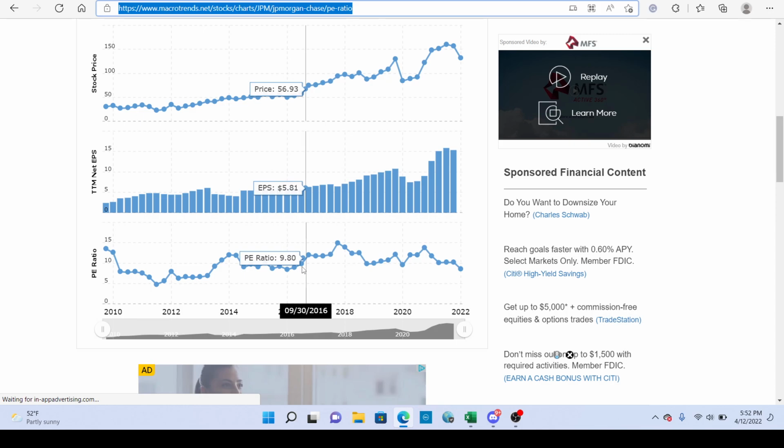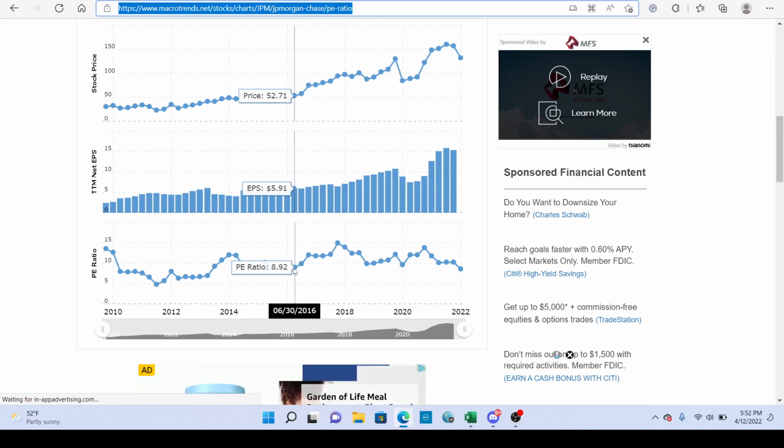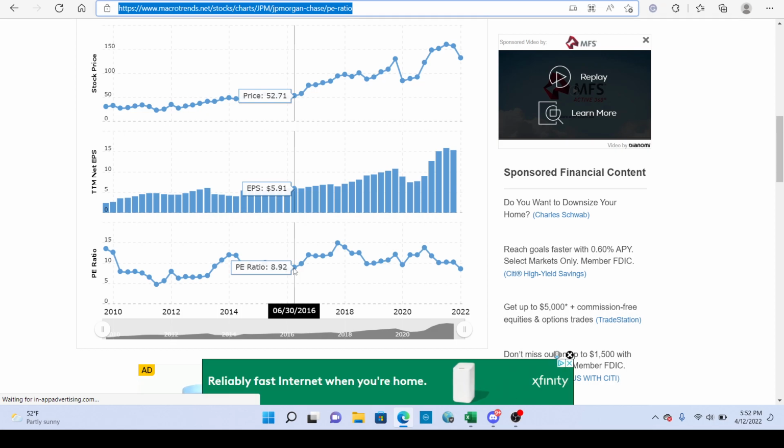So 8.57, and we have to go all the way back, let's see. Yeah, we have to go all the way back to like 2000 levels to see PE ratios this low on JP Morgan.